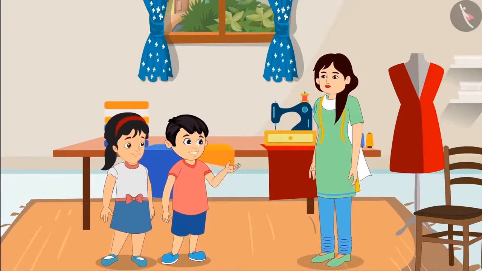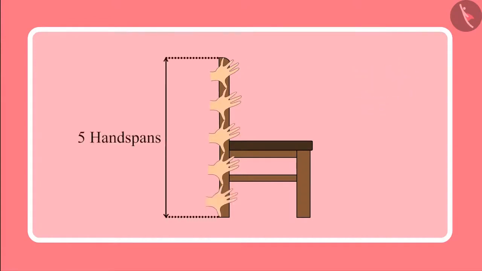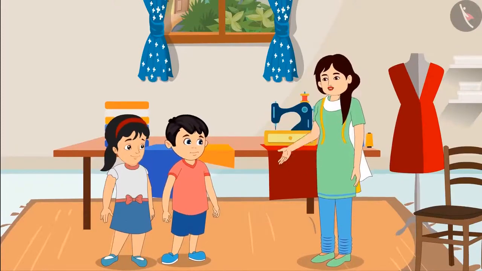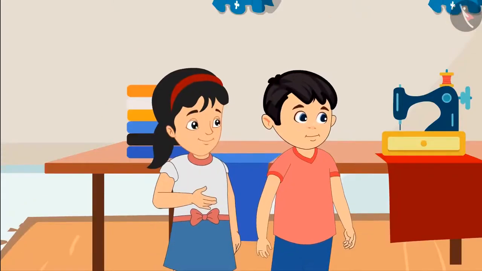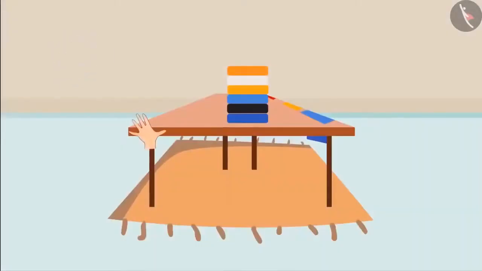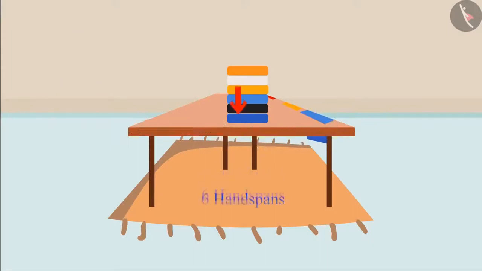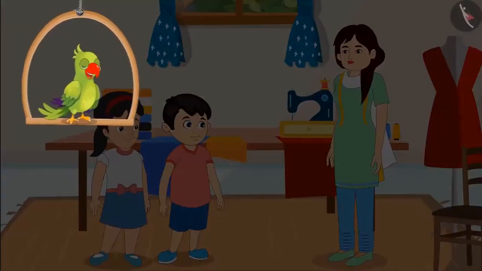Yes, Auntie, I will measure the length of this chair. 1, 2, 3, 4, 5 hand spans long. Very good, Chotu. Pinky, can you measure the length of this table and tell me? Yes, Auntie. 1, 2, 3, 4, 5, 6. This table is 6 hand spans long. Yes, Pinky, absolutely correct.